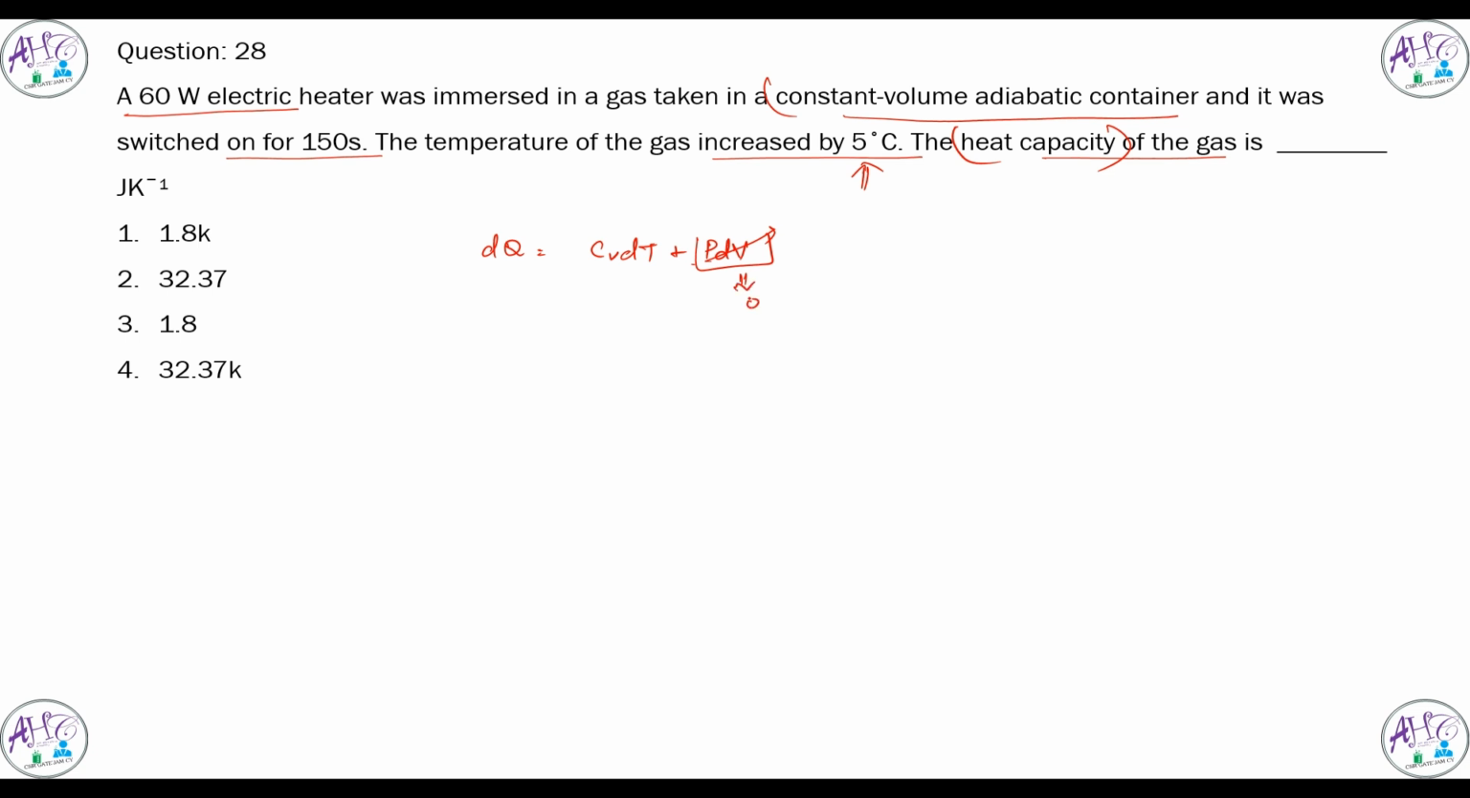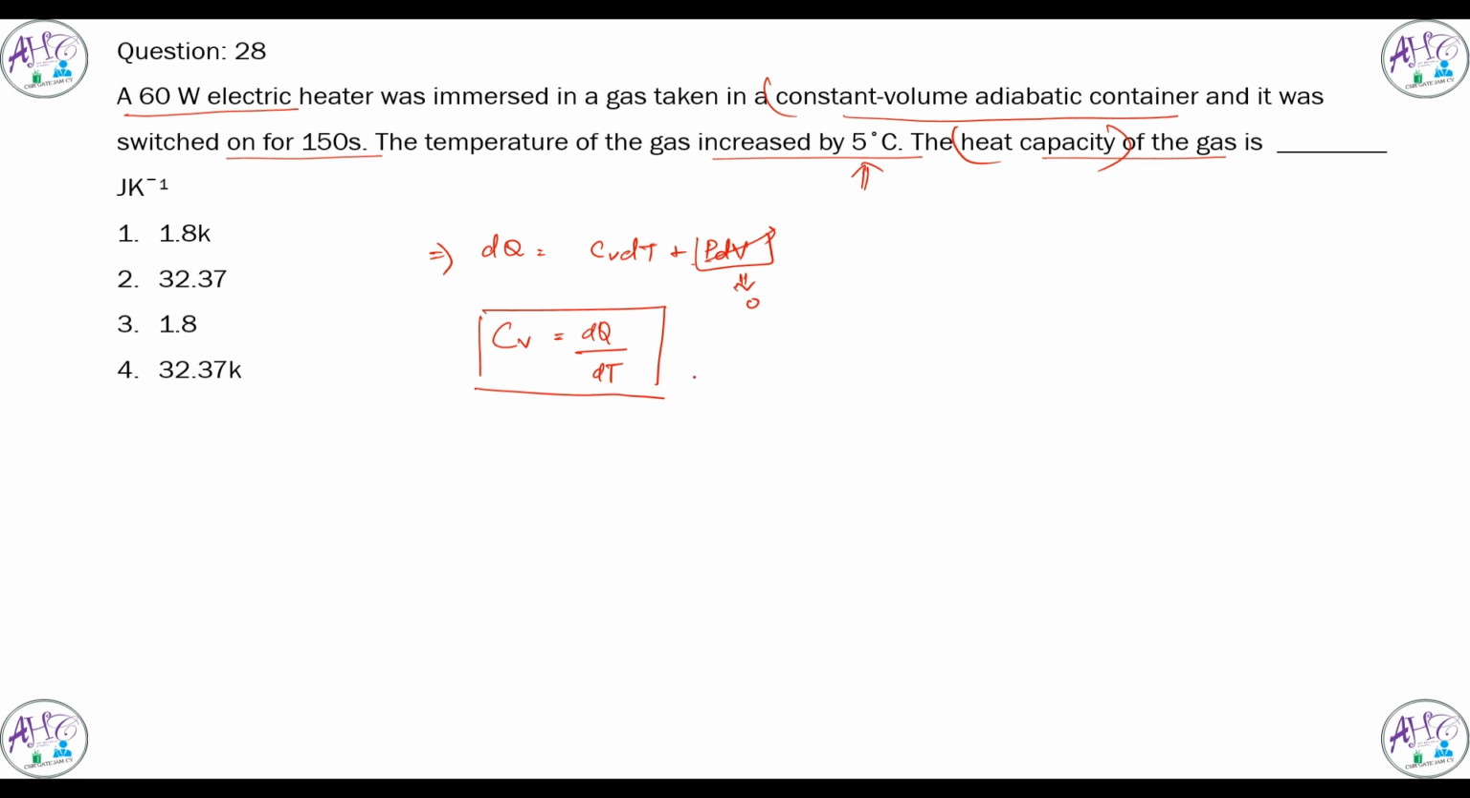So this is a very common question. From this equation we are deriving the heat capacity. Your Cv is equal to the change in heat by the change in temperature. This is the formula for your heat capacity. Now we just need to substitute the values.